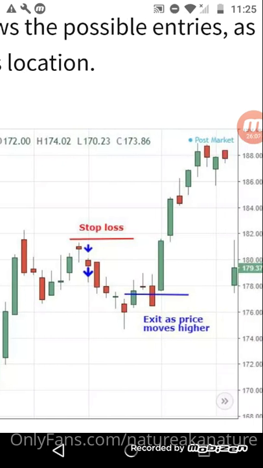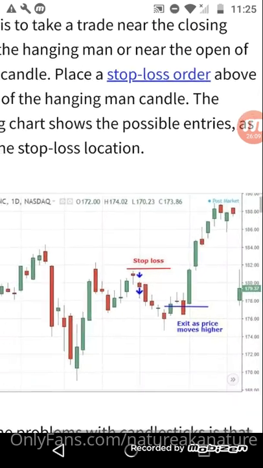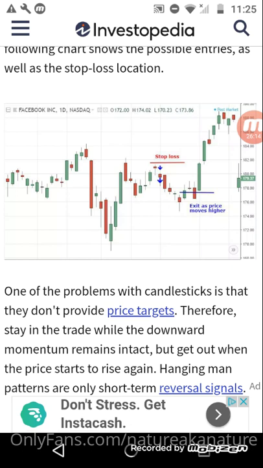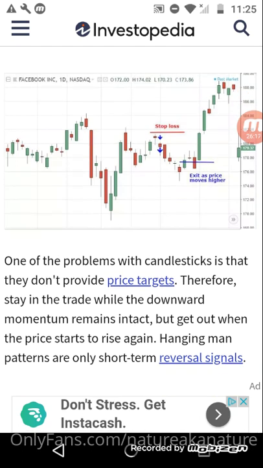So you see a hanging man, aggressive traders might get in, get some money real fast. But as soon as you see price start rising again, get out. All right, so that's basically what they're telling us to do. A hanging man pattern is only a short-term reversal signal. That's why they call them single candlestick short-term patterns, because double and triple candlestick patterns probably are more effective and longer term than the single candlestick patterns. So they're telling you to get out of the trade once you see momentum rising again.